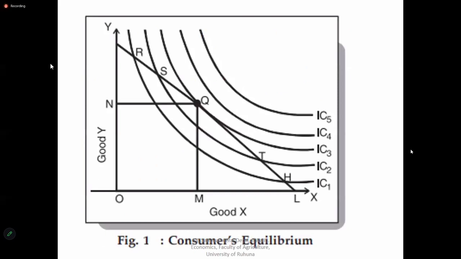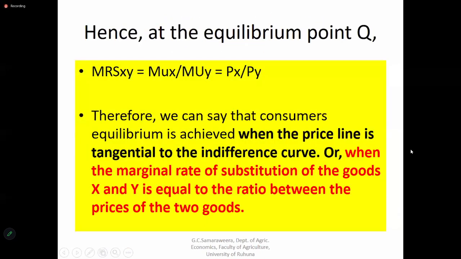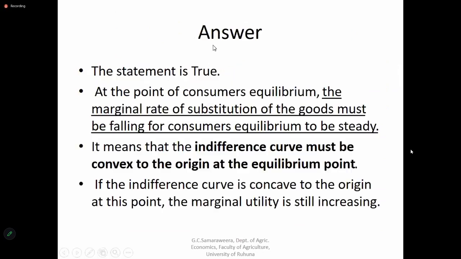See, the consumer equilibrium point is this one. What is the shape? Convex. Maybe terms you need to learn. This is true because this is convex, not concave, this side. So the statement is true. Yes. Vimadya, very good. You just messaged me, I didn't see. So at the point of consumer equilibrium, the marginal rate of substitution of the good must be falling for consumer's equilibrium to be stable. So that's the answer.